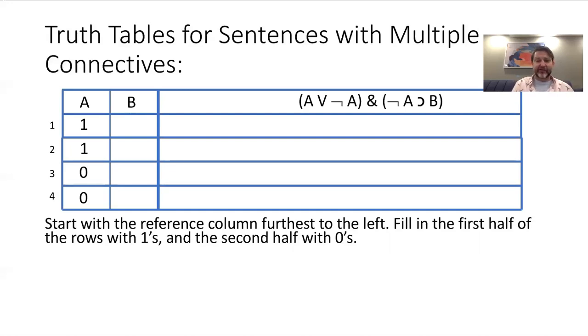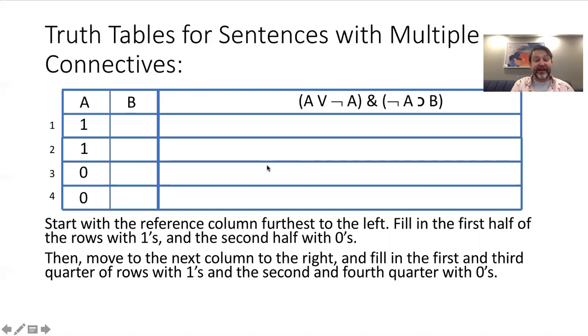So in our truth table, we've got 1, 1, 0, 0. Now we're going to move to the next column to the right. So that's a column for B. And we're going to fill in the first and third quarter of rows with 1s and the second and fourth quarter with 0s. So that'll look like this. Because there are only 4 rows in this table, the first quarter is 1 row.